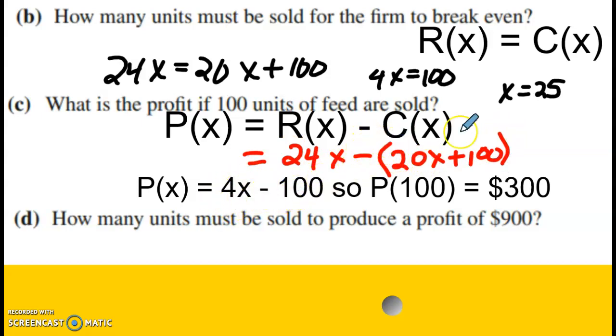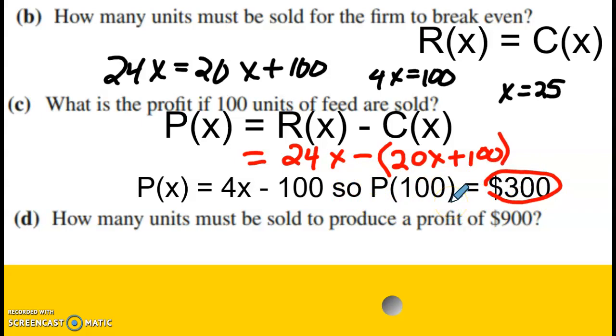And notice it's minus 100. Okay? I'm subtracting 20x plus 100. So my profit function is 24x minus 20x, which is 4x, minus 100. So my profit if I sell 100 units: 400 minus 100 is 300.